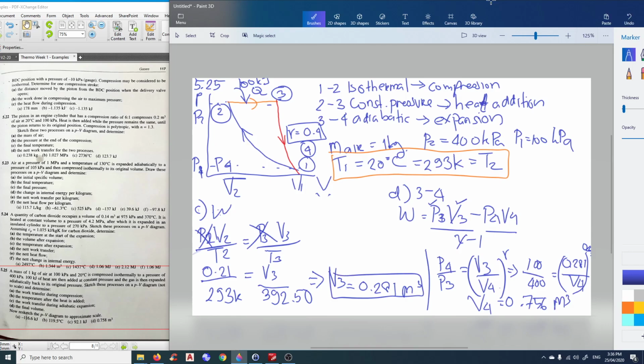So we have V3, we have V4, we have P4, we got everything, so we can solve this equation. Now I'm going to leave that to you. So P3 is 400, put it here. V3 is 0.281, put it there, and then put P4, V4, gamma. So the final answer is 92.1 kilojoule. The final volume, which is V4, you already calculated, 0.756.